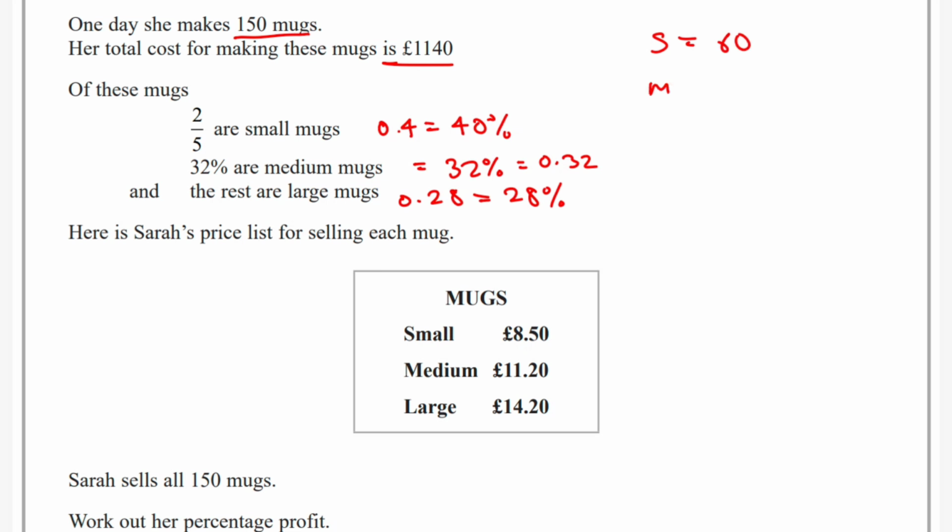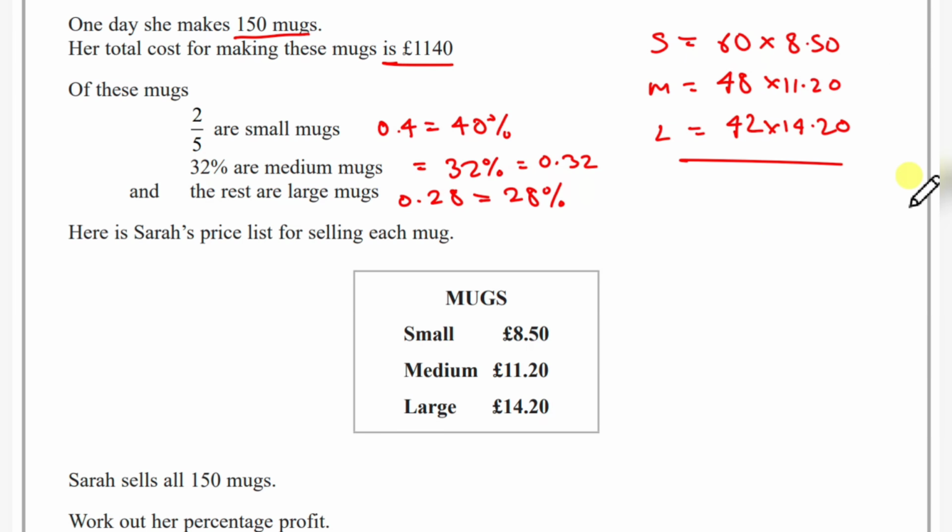For medium, it's going to be 0.32 times 150. And then do that as well, you should get 48 mugs. And then for the large, same thing applies. 0.28 times 150, you should get 42. And you realize all of this actually adds up to 150. Now we know how many of each there are. She wants to sell all of them. So now we need to multiply all of these by the price. So £8.50, £11.20, and £14.20. Now let's work this all out, guys, and then add up your final answers, yeah?